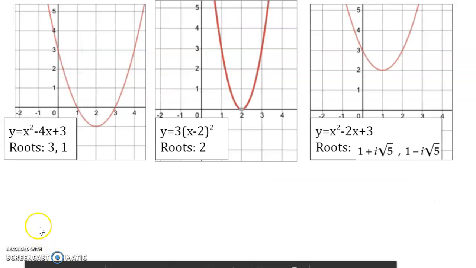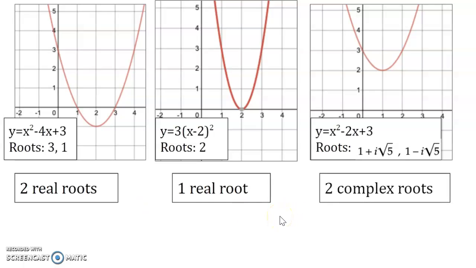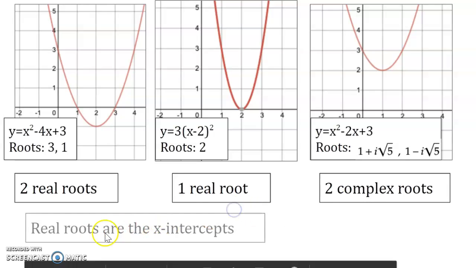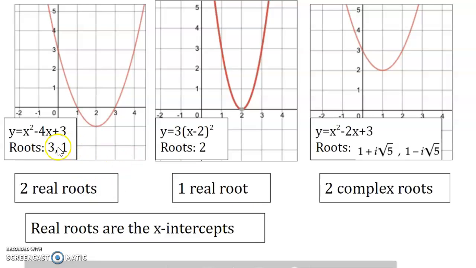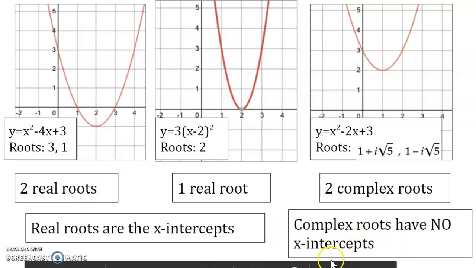And I explain again here in the slides. So again, the first problem had two real roots. The second problem had one real root, and the third problem had two complex roots. So real roots are the x-intercepts. Whenever you see a real root, it is going to be your x-intercept. However, the complex roots have no x-intercept. They are the floating parabola.